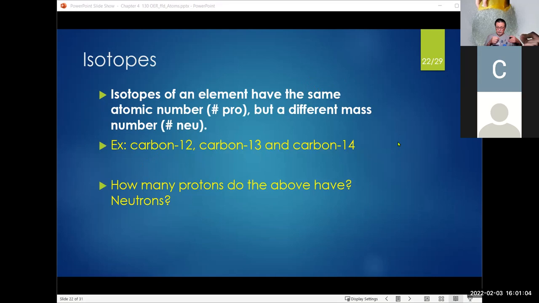All right, this here deals with isotopes, kind of briefly mentioned earlier. If we look at carbon, there are carbon 11, carbon 12, carbon 13, carbon 14, okay? All of them are carbon. All of them have the same number of protons, same number of electrons. Where they differ is the number of neutrons. Carbon 12 has 6 neutrons, okay? They all have 6 protons, but carbon 12 has 6 neutrons. Carbon 13 has 7 neutrons, and carbon 14 has 8 neutrons. Okay.